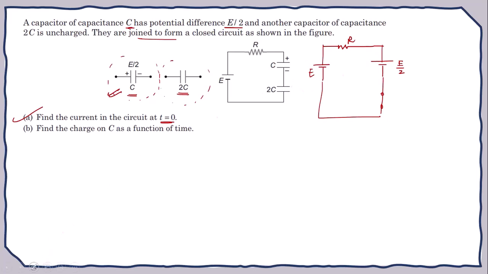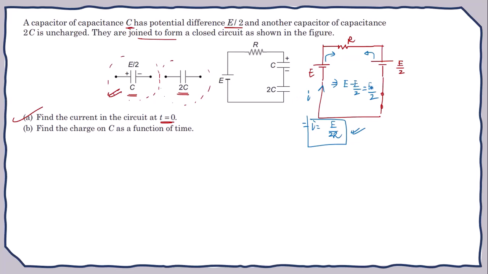Now from this, I can say that this battery of potential difference E is supplying the current in this direction. E by 2 is opposing this, so ultimately the effective battery potential will be E minus E by 2, that is E by 2. So at t equals 0, how much current is flowing? The current I should be equal to E by 2R. So this will be your answer, which is the current at time t equals 0.